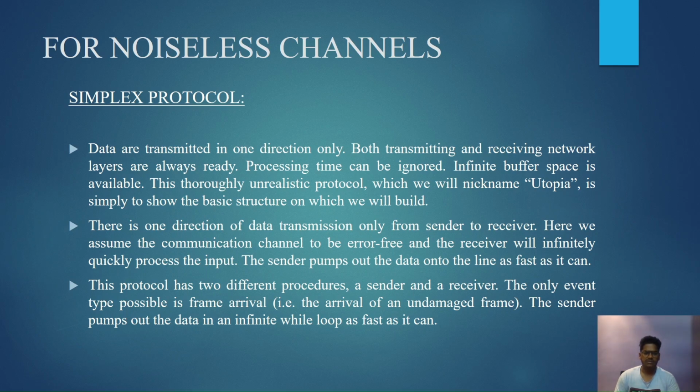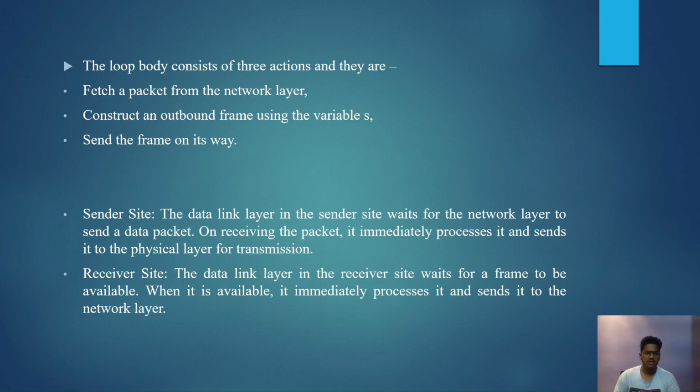This protocol has two different procedures, a sender and a receiver. The only event type possible is frame arrival, that is, the arrival of an undamaged frame. The sender pumps out the data in an infinite while loop as fast as it can. The loop body consists of three actions: fetch a packet from the network layer, construct an outbound frame using the variable s, and send the frame on its way.